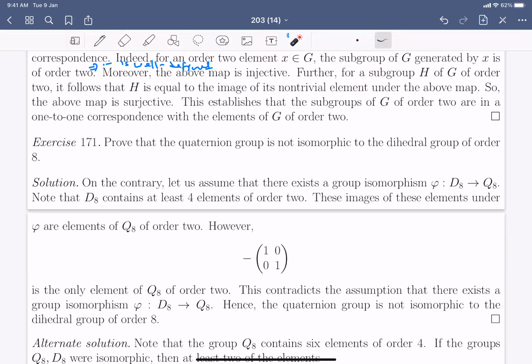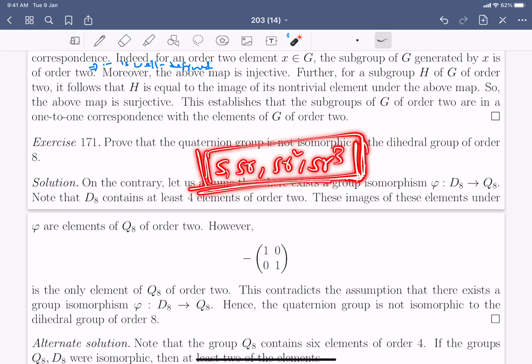Okay, so let's assume on the contrary that there exists a group isomorphism. Then let's count the elements of order 2 inside the dihedral group D8. We know that the dihedral group D8 contains at least 4 elements of order 2, namely S, SR, SR square, SR cube. These are the quote-unquote easiest elements of order 2 to start with.